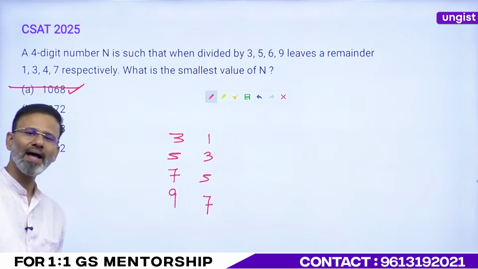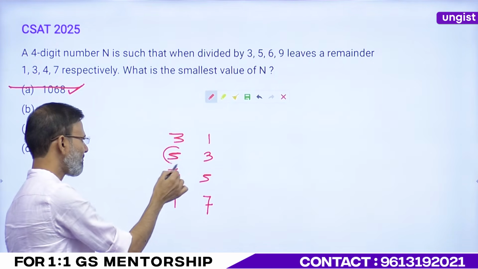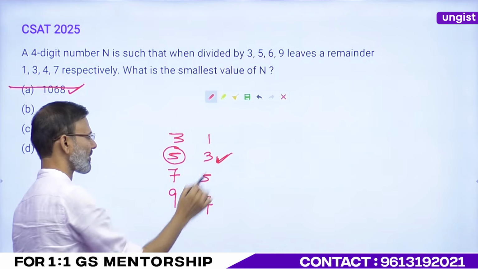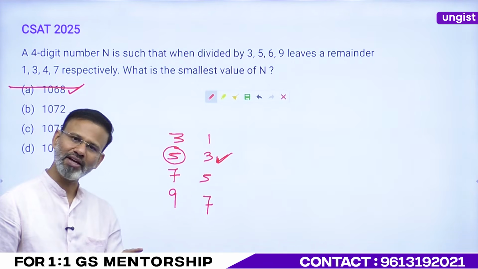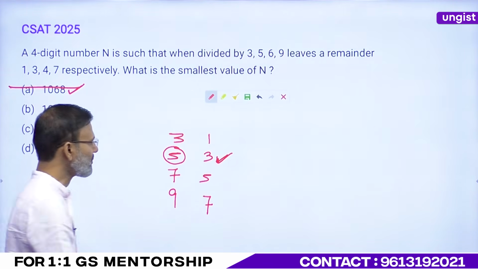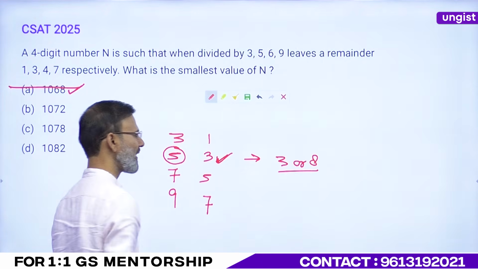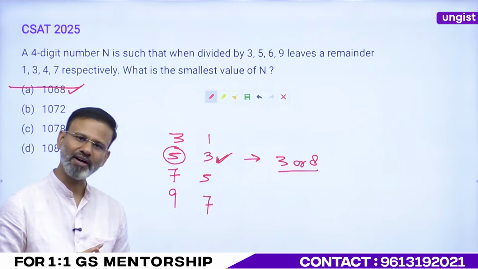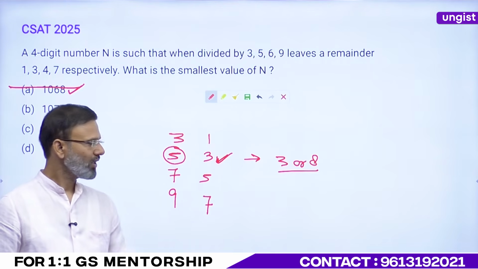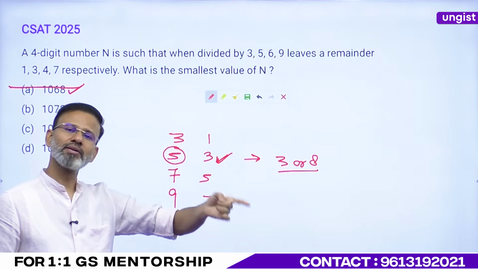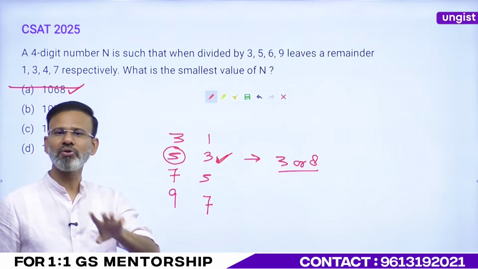And if a number is being divided by 5 and leaves a remainder 3, so the unit digit can be either 3 or 8. I repeat, if a number is being divided by 5 and leaves a remainder 3, which means the required number must have the unit digit either 3 or 8.